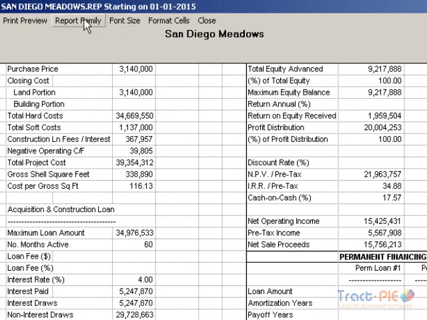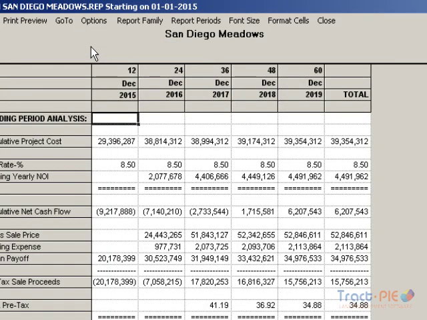Another excellent report is a holding period analysis report, which displays the IRRs assuming that you were to sell the building in any year of the analysis period. In this way, you can better anticipate the optimal holding period for the investment.